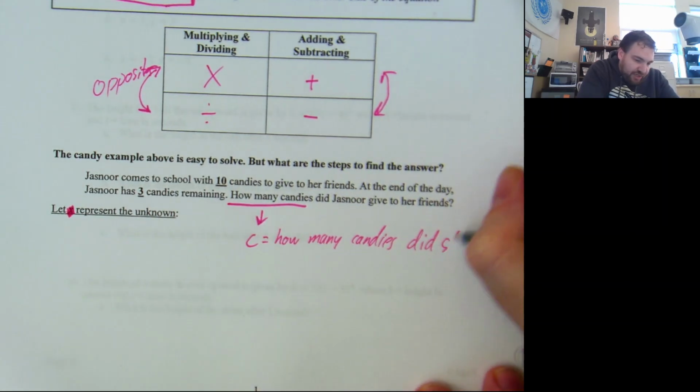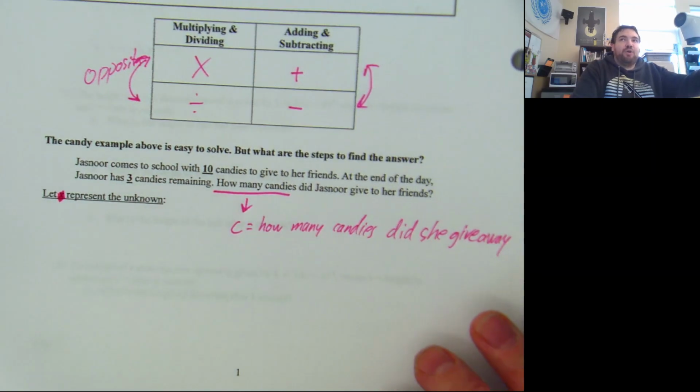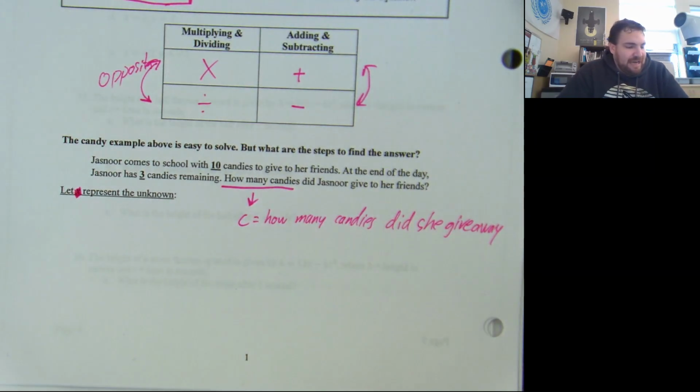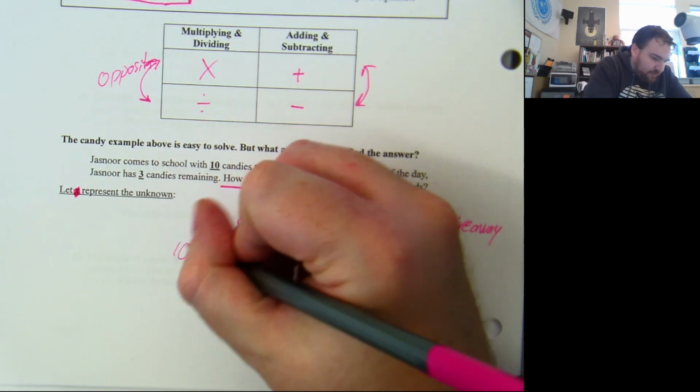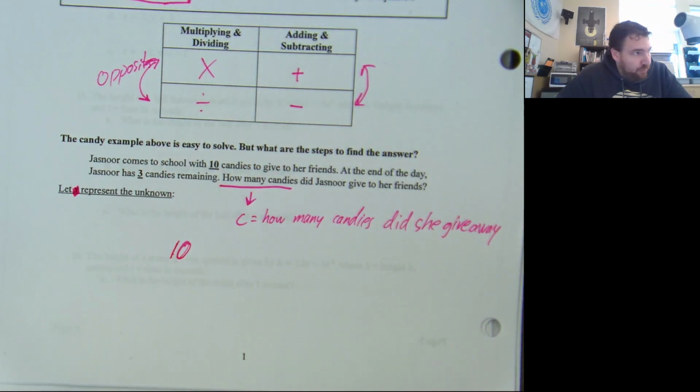Did she give away? Okay, so we're going to make our equation. How many candies did she start with? 10. What did she then do? Yeah, she gave a bunch away.